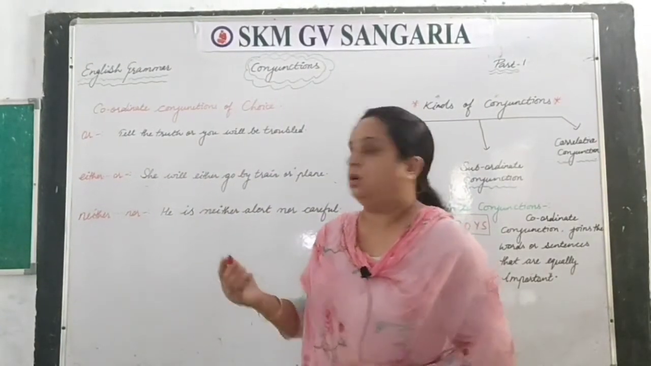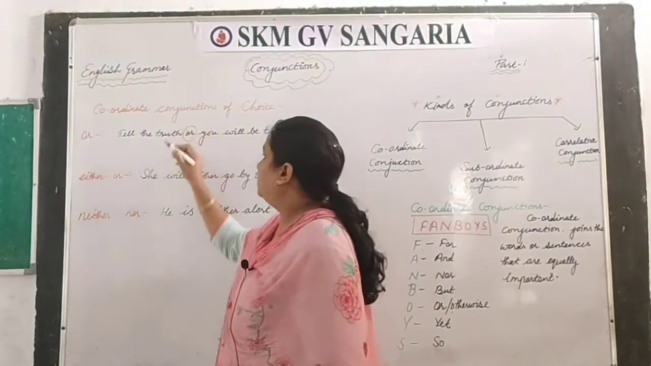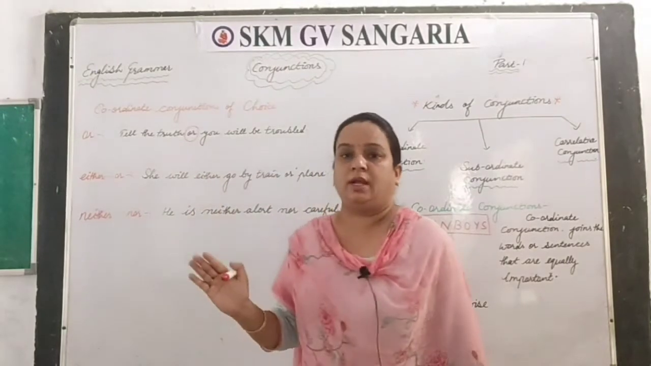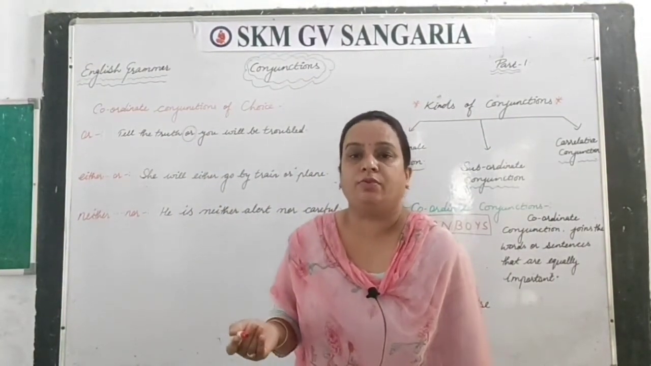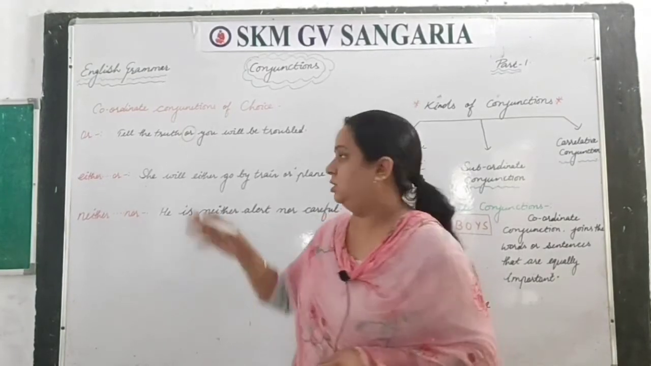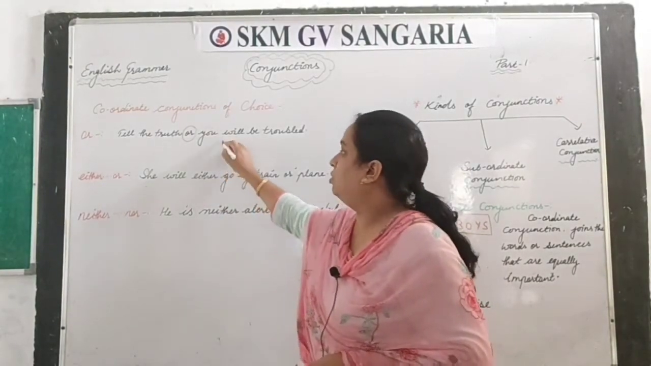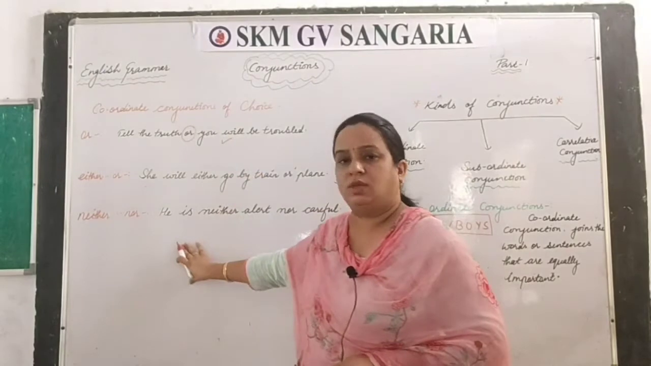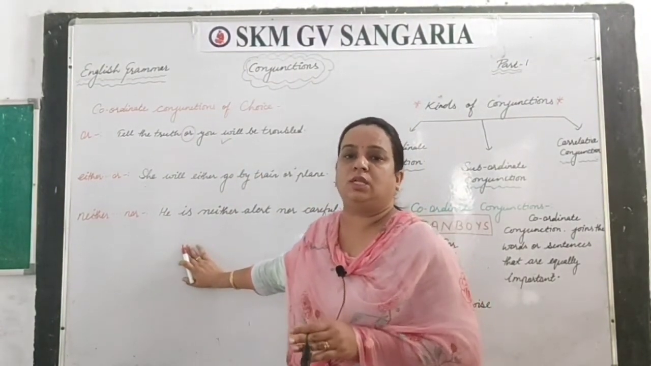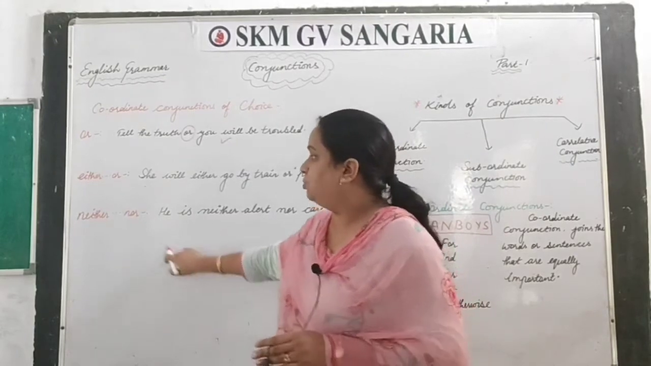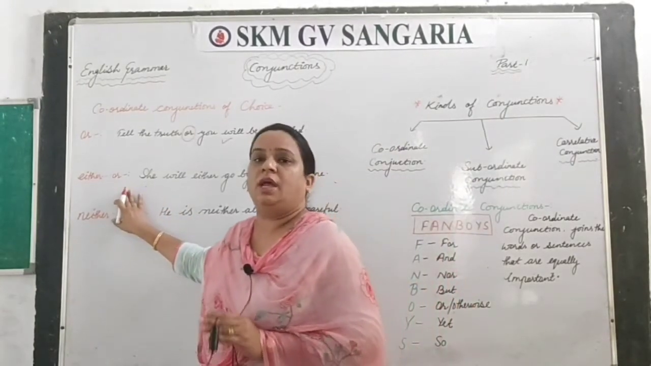Or means when we have to create some choices, right? Like you would like to take tea or coffee, right? When two choices are there, for that you have to use or. And all these conjunctions which are here are used to tell the choices. Second option we have is either and or.